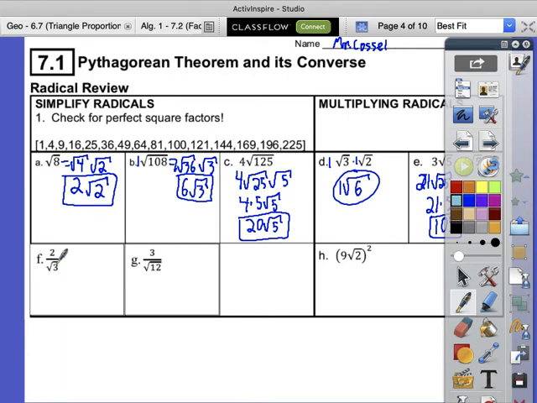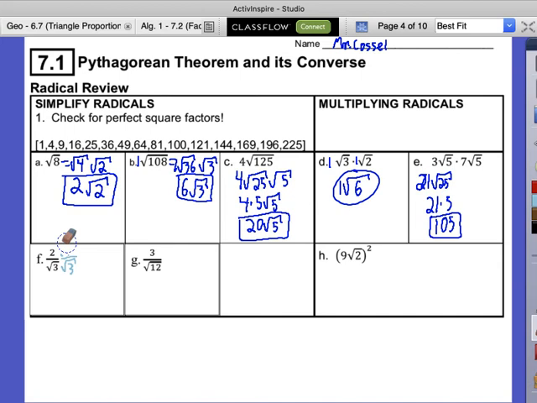2 over the square root of 3. We don't want a radical in the denominator here. So what we want to do is get the radical out of there. So we multiply by the same exact radical that's there: square root of 3 over square root of 3.